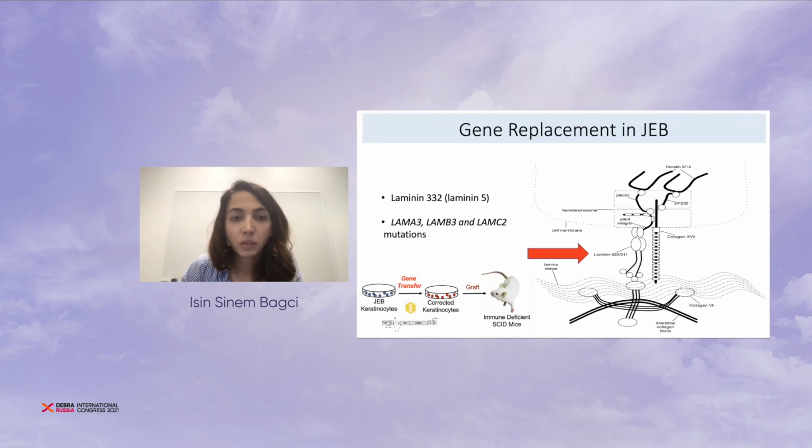Another attempt in junctional EB was to replace laminin 332, previously named laminin 5. Laminin 332 deficiency was caused by mutations in 3 genes. And in the study, junctional EB patients carrying LAMB3 mutations were selected. Their keratinocytes were taken and treated using a retroviral vector carrying the healthy LAMB3 gene. The corrected keratinocytes were then again grafted on immune-deficient mice, and biopsies were taken.